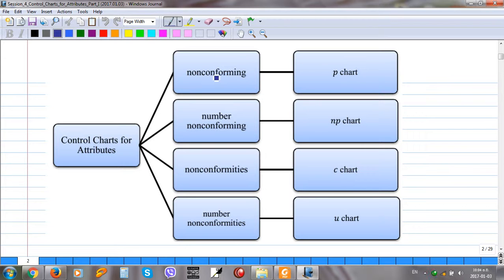Just remember that if the question mentions non-conforming, it means a P chart. If the question mentions number non-conforming, you have to use the NP chart. If non-conformities is mentioned, you have to use the C chart, and if the number of non-conformities per inspection unit is mentioned, you have to use the U chart.